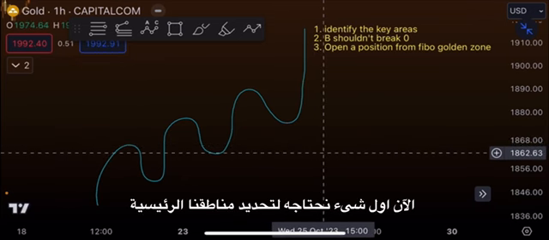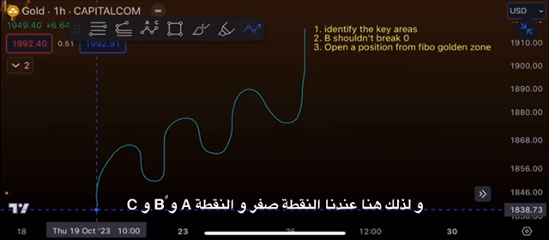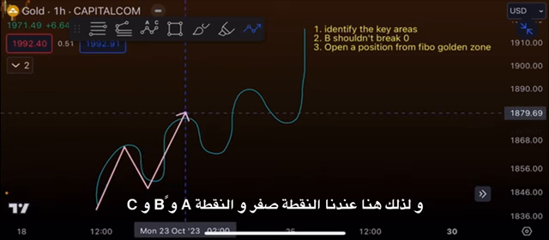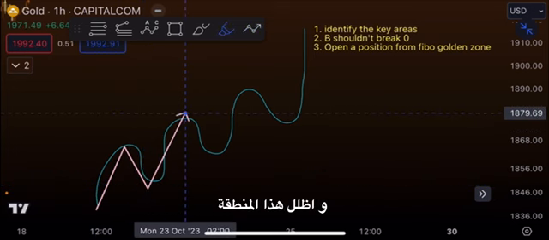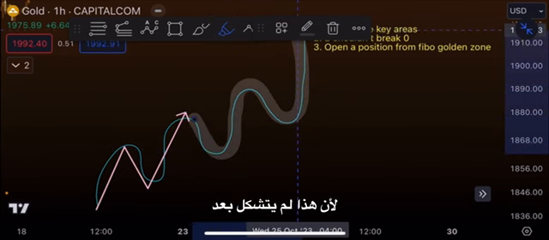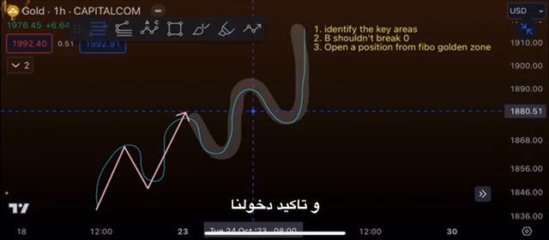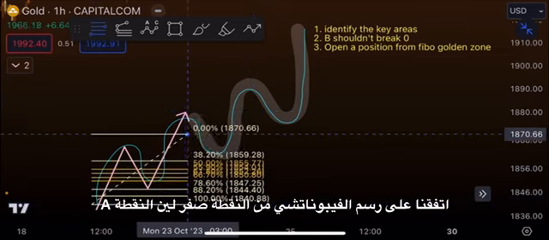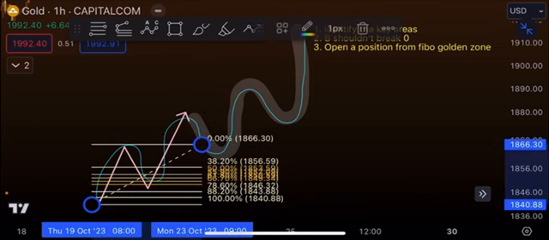Now, the first thing we need to do is identify our key areas. So we have our point 0, point A, B, and C. And I'm shading this area because this is yet to be formed. And to confirm our entry, we agreed that we draw Fibonacci from point 0 to point A.